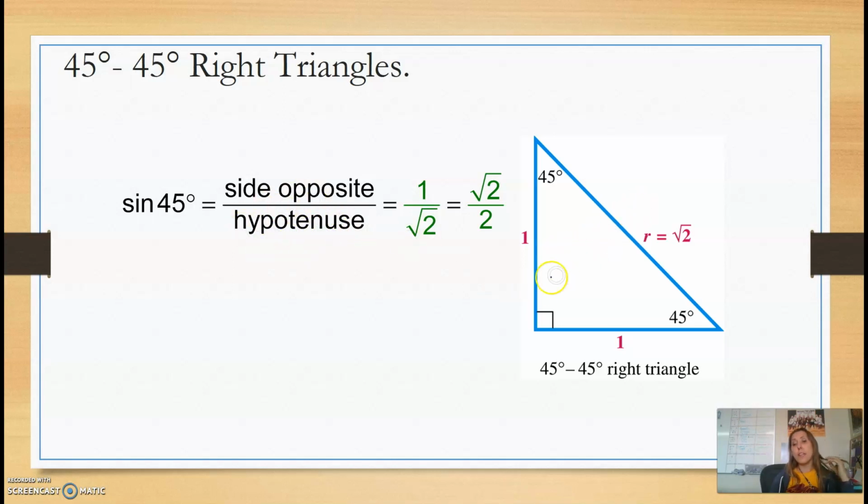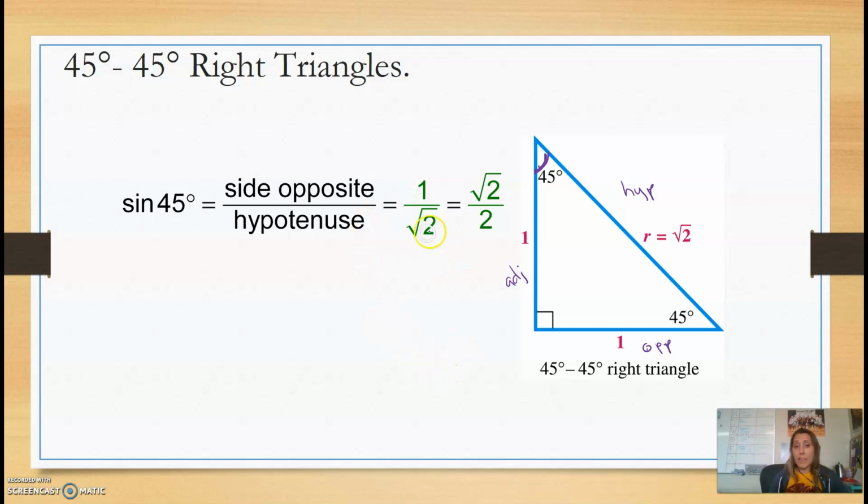Now, one of the things that's really nice about a 45, 45, 90 is that this is always going to be the hypotenuse, because it's the opposite of the 90-degree angle, but I can choose which one I'm looking at. So if I decide that this is the angle that I'm looking at, this 45 degrees, then this is going to be my opposite, and this one will be my adjacent. But guess what? It doesn't matter because this is a 1 and this is a 1, so we're okay. So if we do that, we get 1 over the square root of 2.